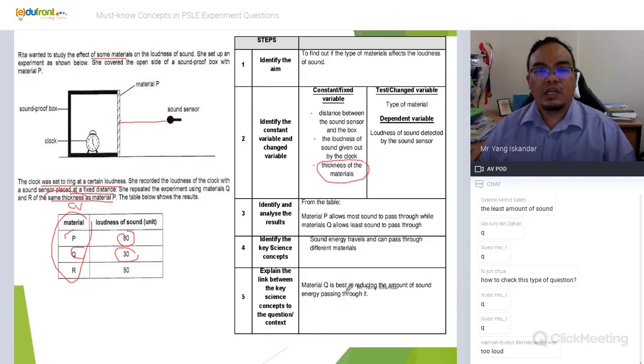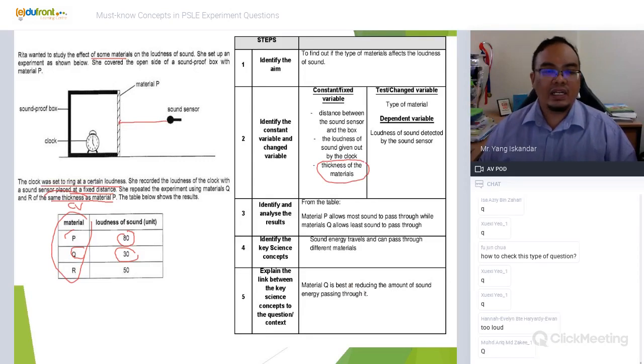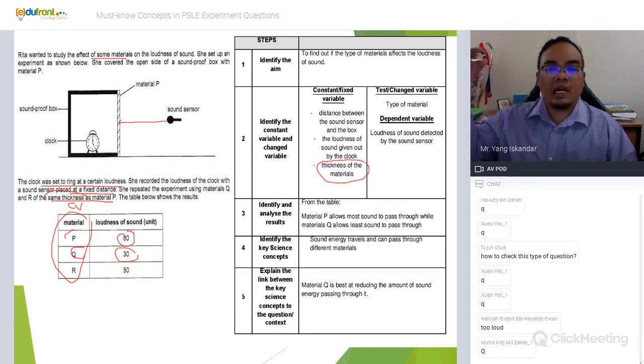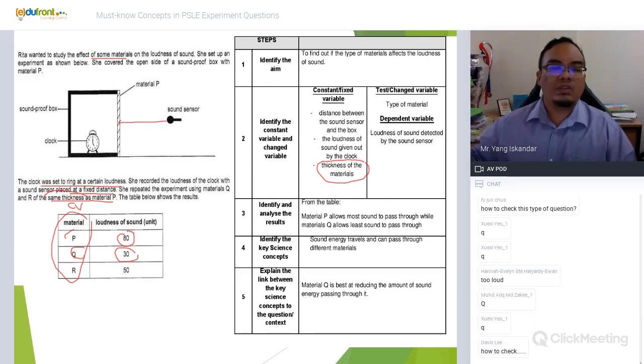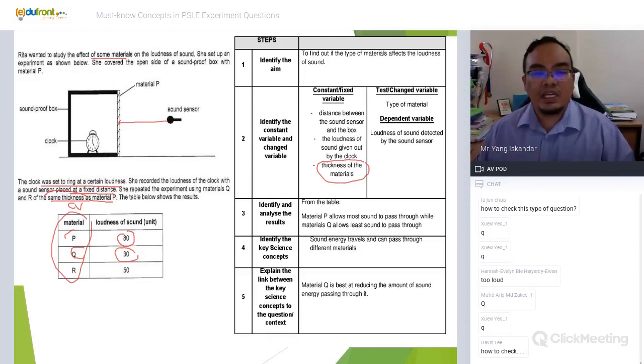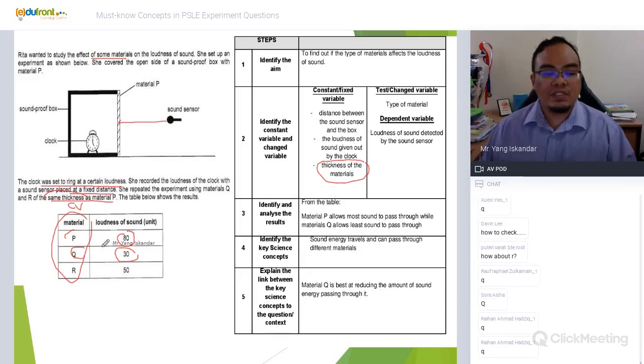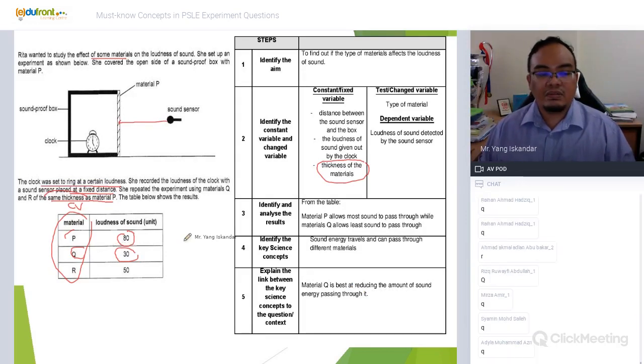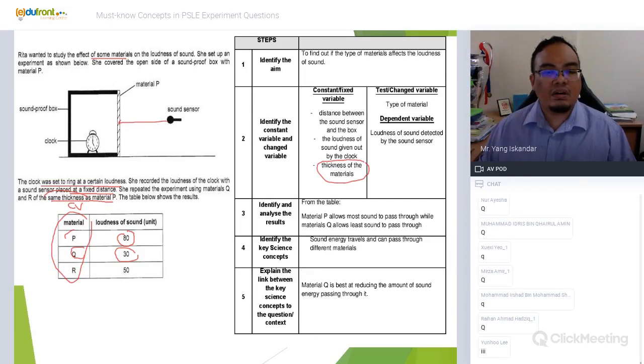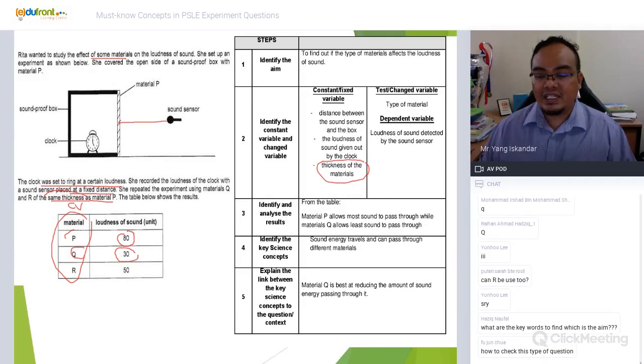So let's say you want to make a curtain, right? And you do not want sound from outside your house or outside your room to disturb your sleep. So which material would you use if you want to be least disturbed by the sound outside? Obviously, you use material Q, because material Q allows the least amount of sound energy to pass through. So this is an example of a past PSLE question on experiments, on the topic of energy, sound energy.